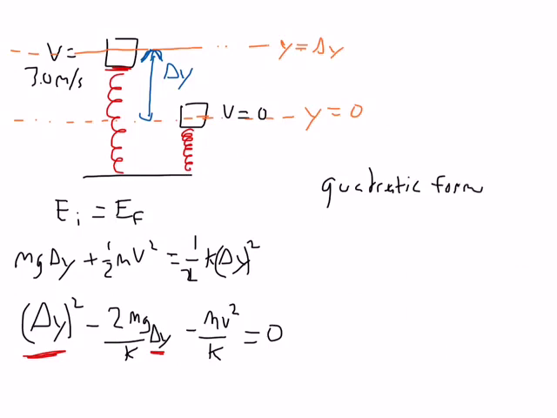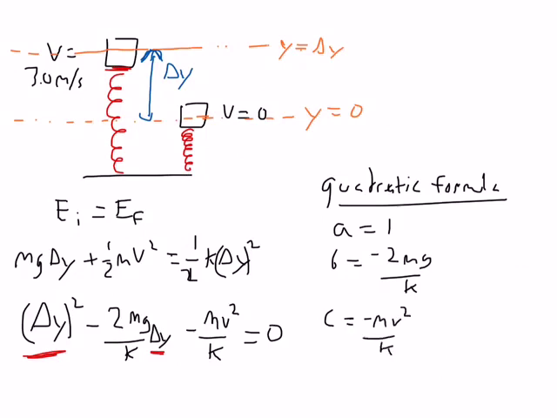But we need coefficients. Here, A, the coefficient on the squared term, is 1. B, the coefficient on the linear term, is negative 2mg over k. And we know all those values, we can calculate that. And C, the coefficient on the term that doesn't involve any delta y, is negative mv squared over k. And again, we know all those values. So you plug all those into the quadratic formula, and you'll get an answer that delta y equals 0.41 meters.